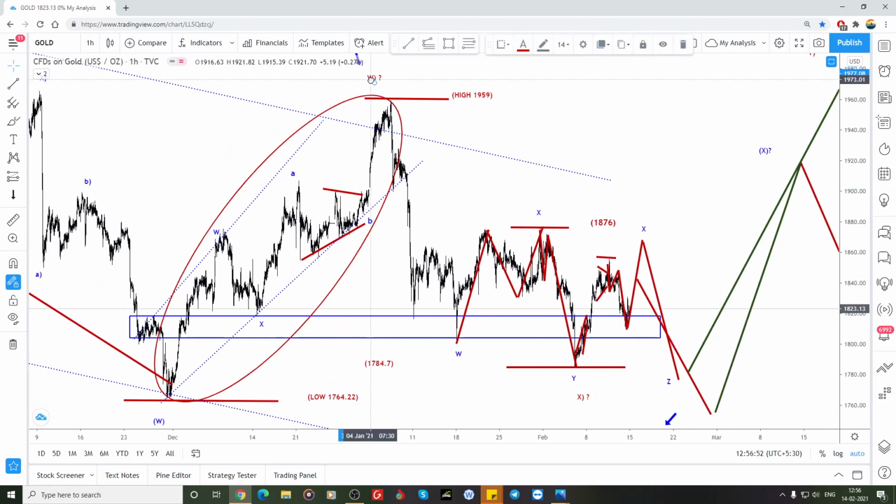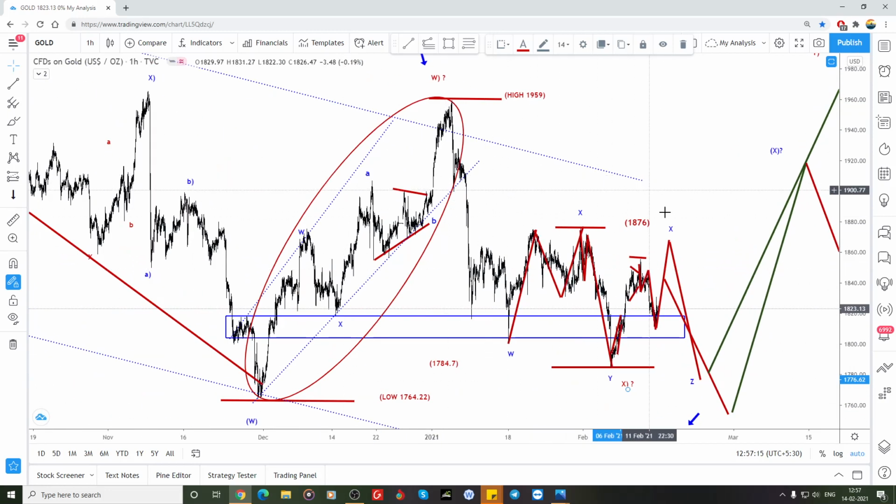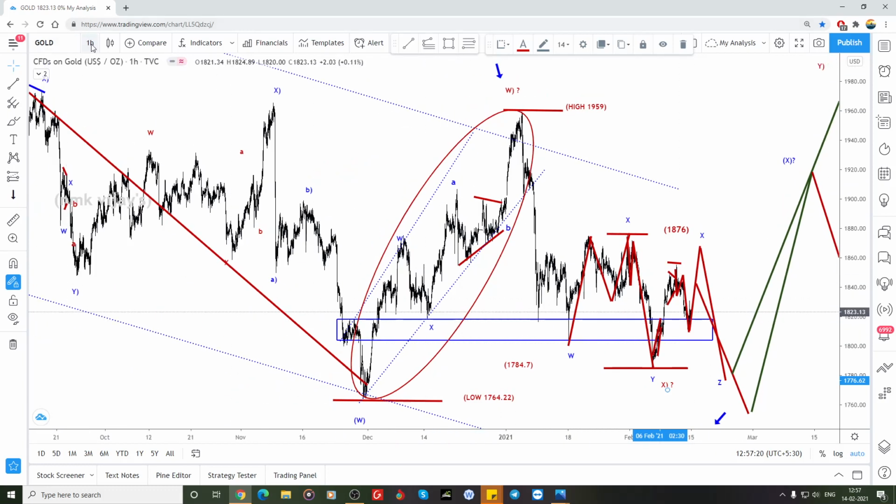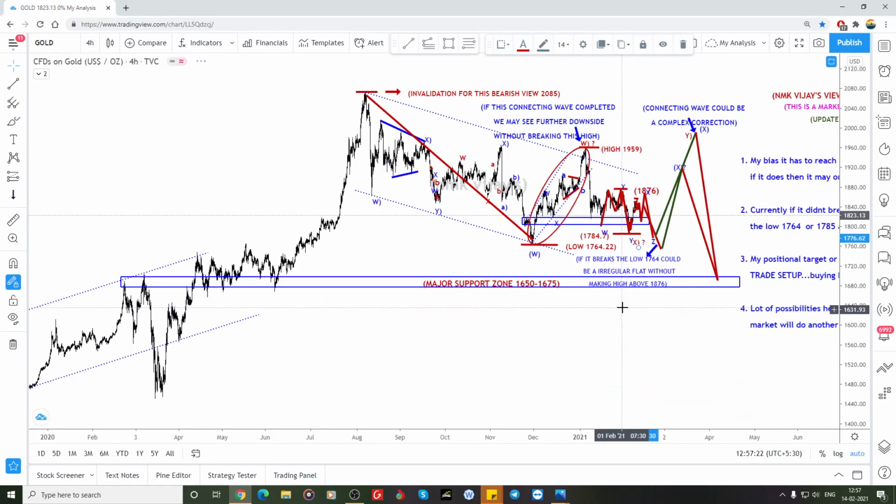Still, if it is a wave W and X, whether it breaks the low or not, it is still valid to go above the high. But if it breaks the low, that is a maximum, it could make an irregular flat or a running flat, and again it can come down, or if it is an expanded flat, it can go high. So beware of here. That is why I'm not trading gold nowadays, because it's all making a three-way structure. It is not a clear pattern anyway.